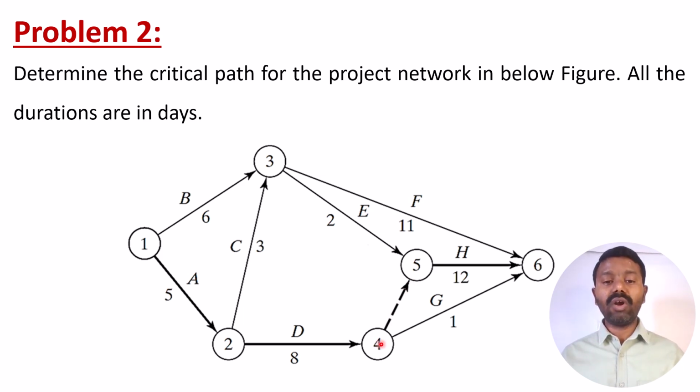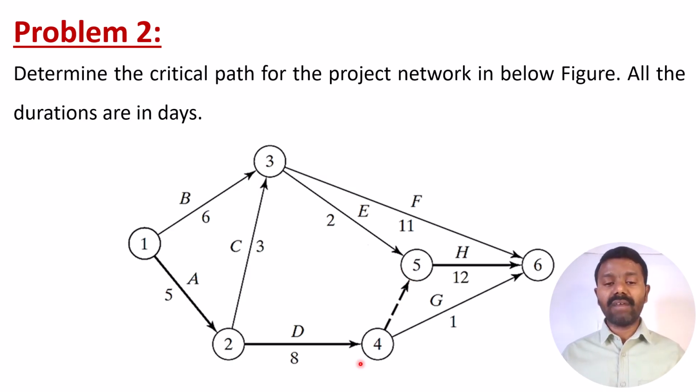That means it doesn't take any time for doing this activity, but the only thing is it will be showing that there is a possibility that once you complete this fourth activity, only then the fifth activity will be starting. So this dummy activity is showing the relation or the direction of the work.